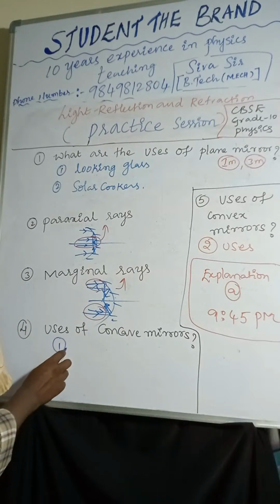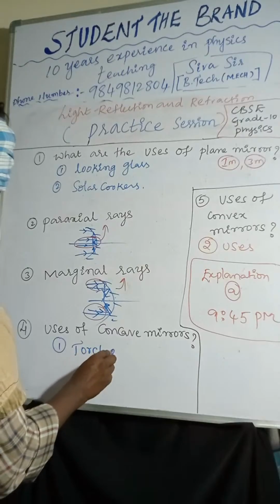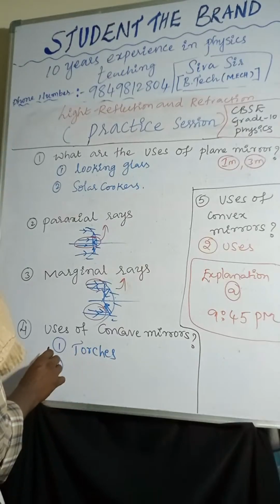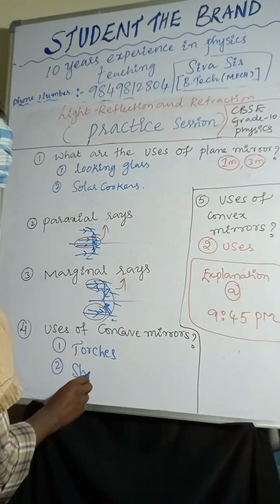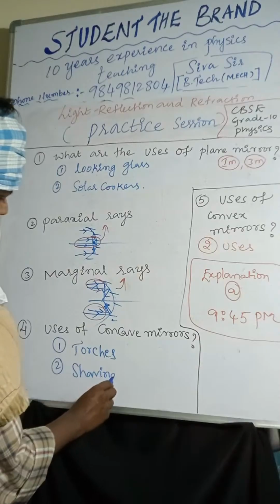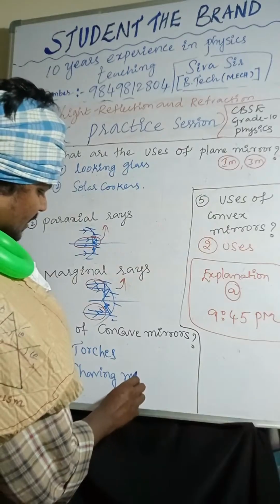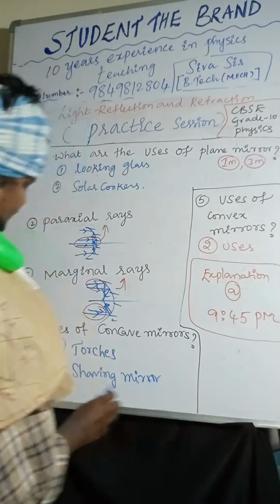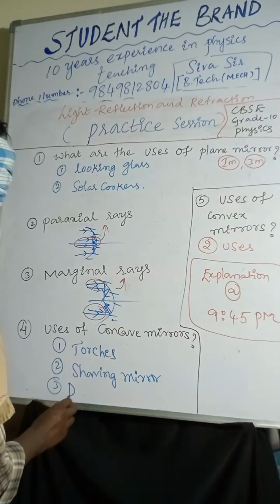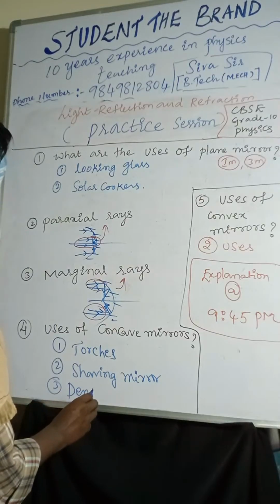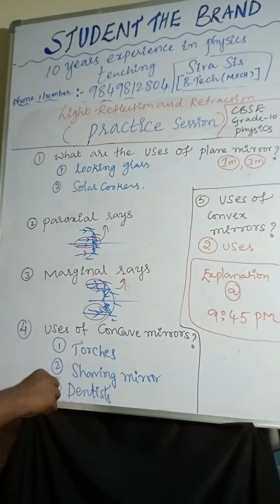First one is in torches. Second one is shaving mirrors. Dentists also use a dentist mirror to see the large view of teeth. Used by dentists. So these are the uses.